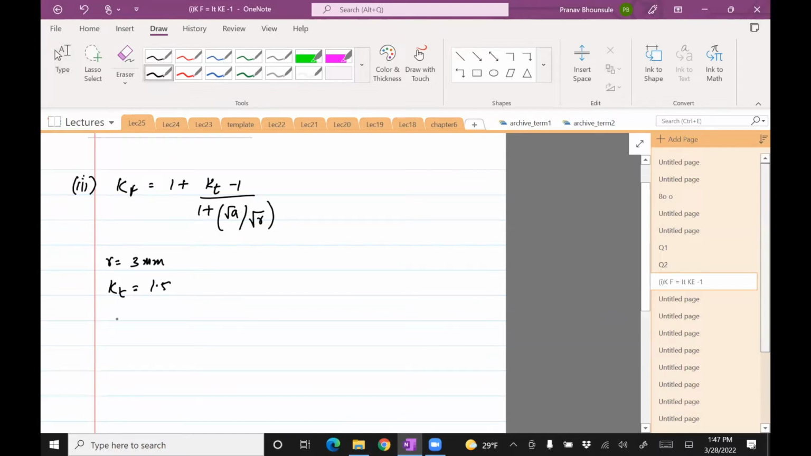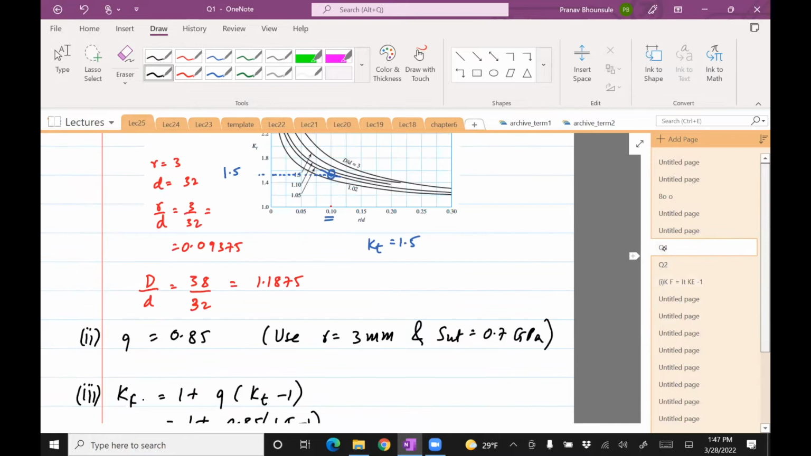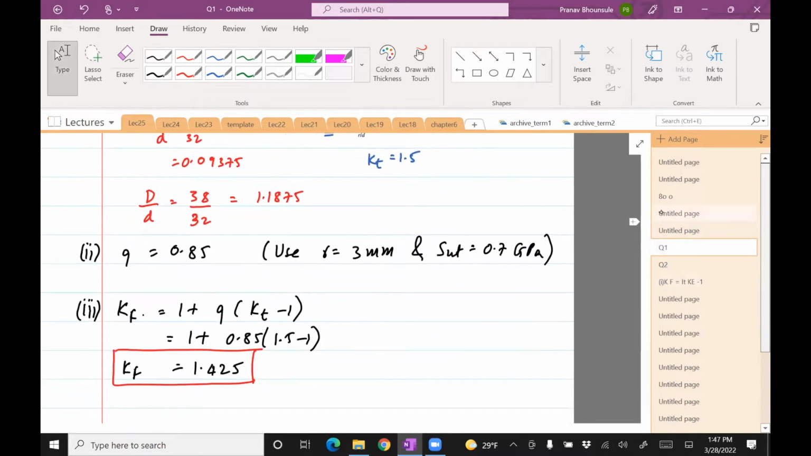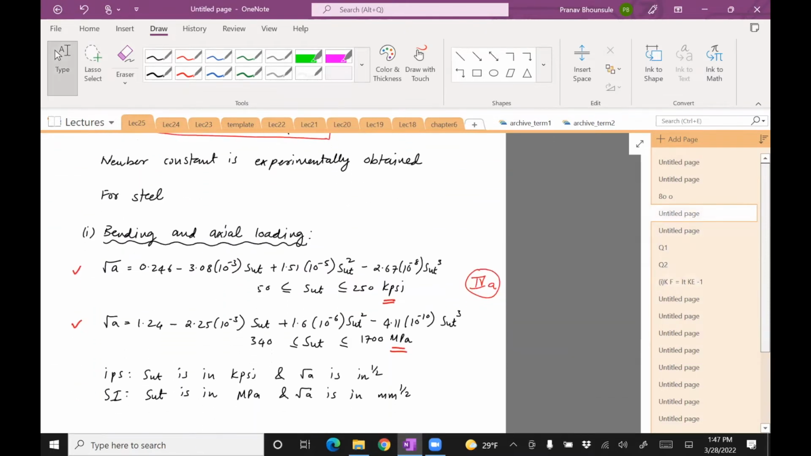And then the last one is square root A. So let's see what the formula is for square root of A. We are looking at bending and we have Kpsi, so we need to use the formula for A. Oh, my bad. It's in MPa, right? Sut is 690 MPa. So we should use the second one.